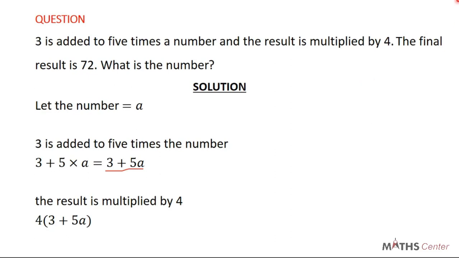The next part of the statement says that the final result is 72. So after you've multiplied this by 4, the final result, everything here, is 72, which means that 4 into bracket 3 plus 5a is equal to 72. So we now have the linear equation. You expand the bracket, you group like terms, you simplify. So 4 times 3 will give us 12. 4 times 5a will give us 20a, and this will give us 72.